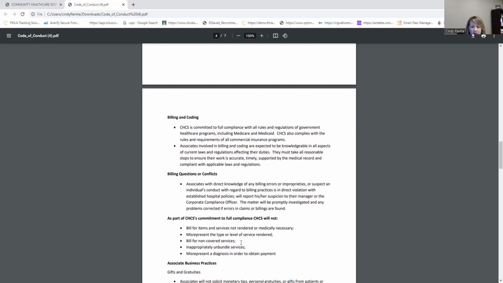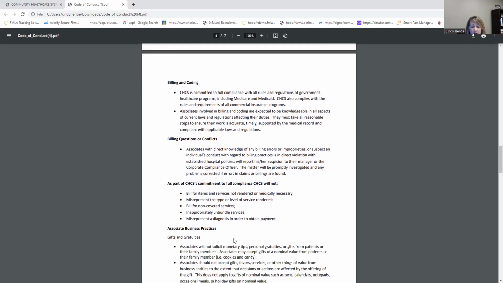But we are committed to full compliance, and we will not bill for services not rendered, misrepresent level of services, bill for non-covered services, or inappropriately unbundle services. So unbundling would be if there's like a comp panel that includes a lot of different tests. If we would bill out those all separately, that's called unbundling.